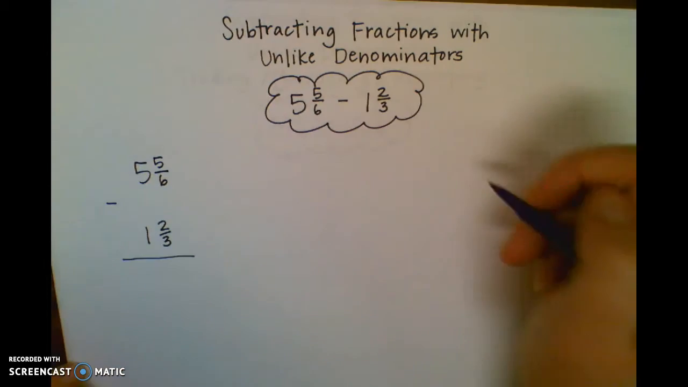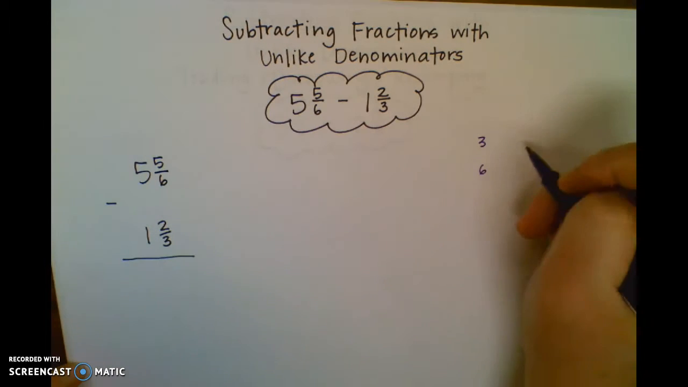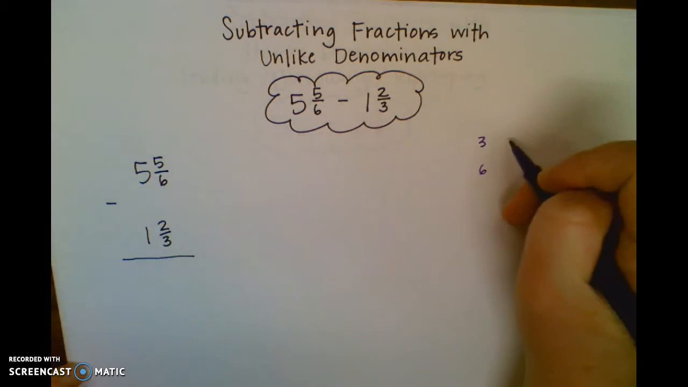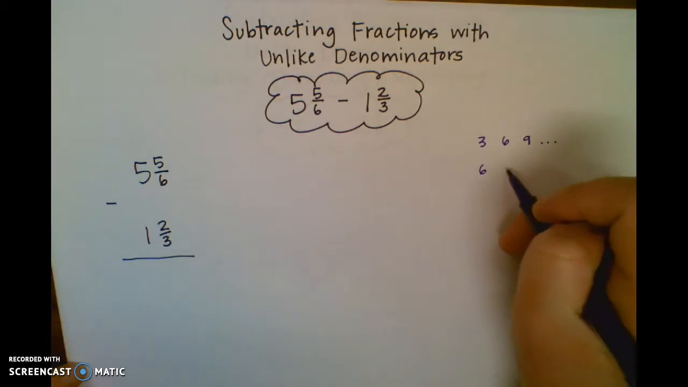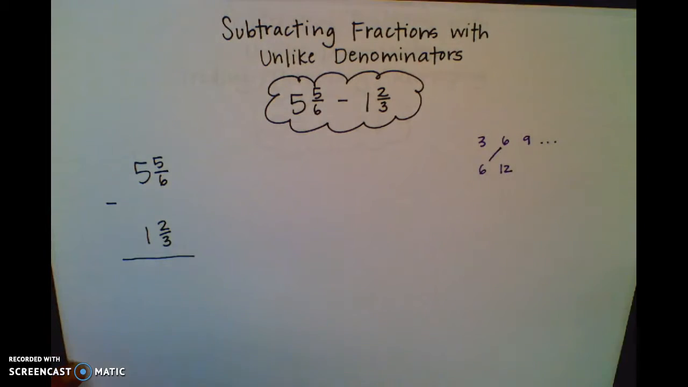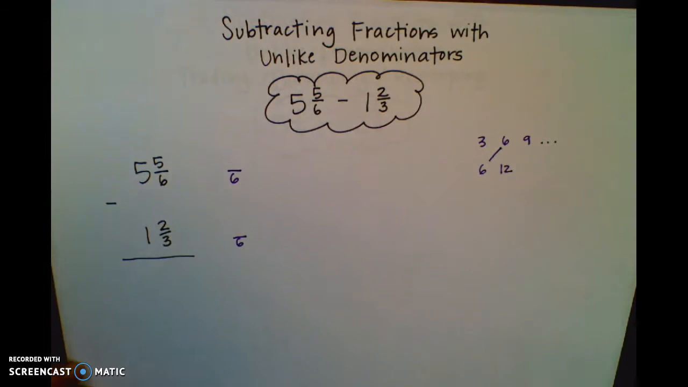So in this case, remember that you can always list your multiples of each of your denominators. So it would be 3 times 1 is 3, 3 times 2 is 6, 3 times 3 is 9, and so on. And 6 times 1 is 6, 6 times 2 is 12. But since I see there's one that they have in common, I'm going to go ahead and use 6. So I'm going to use 6 as the denominator for each one of these.